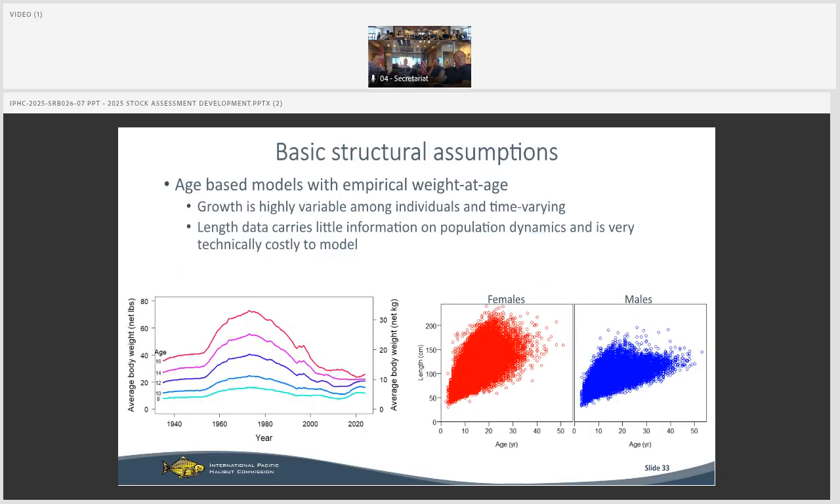Okay, so the basic structural assumptions, as I mentioned earlier, these are age-based models using an empirical weight at age. And the reason we use empirical weight at age is that plot on the right here. That's the growth curves from the fishery independent setline survey data for females and males. And you can see that we've got data down to roughly age 4. And there's very little evidence, maybe more so for males, but for females, there's not much evidence of asymptotic growth.